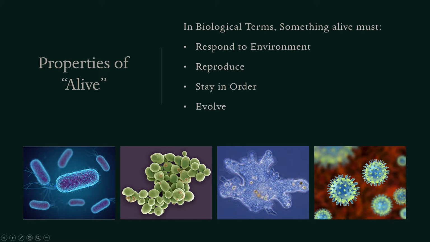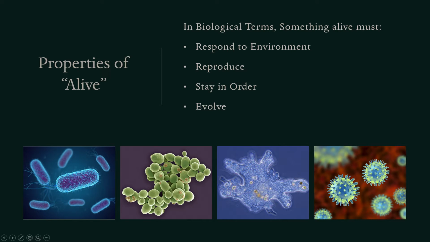So, first we need to look at the biological definition of living things. In biology, something is said to be alive if it responds to its environment, it reproduces, it stays in order, and it evolves. Now, we will go through each of these properties in detail. First, living things respond to their environment, meaning that they can react to changes around them. For example, plants and trees shed their leaves in response to change in weather.